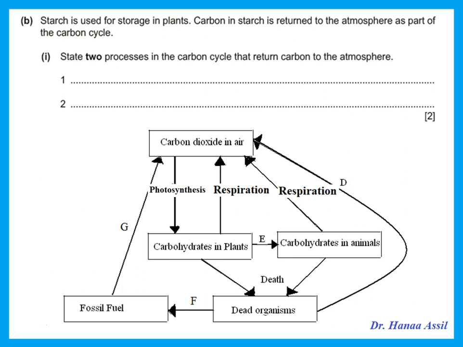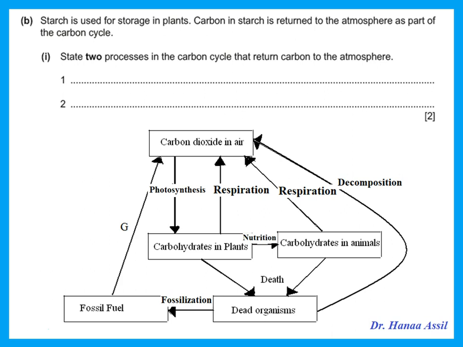Now, what is D? D is when dead organisms give up carbon dioxide in the air. This is a process of decomposition. When the bacteria break up the dead organisms, they give up carbon dioxide into the air. That is decomposition. Now, let's look at E. Can you see E? E is when carbohydrates in plants go to carbohydrates in animals. Of course, this is a process in which the animals feed on the plant, so that is nutrition. Now, where is F? When dead organisms change into fossil fuel, this is called fossilization.